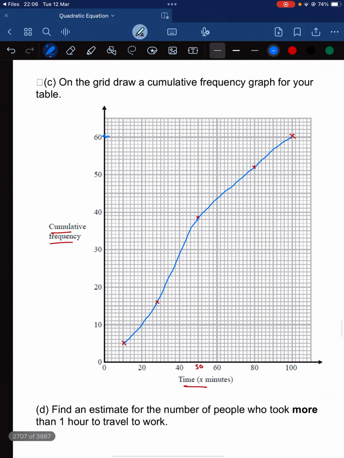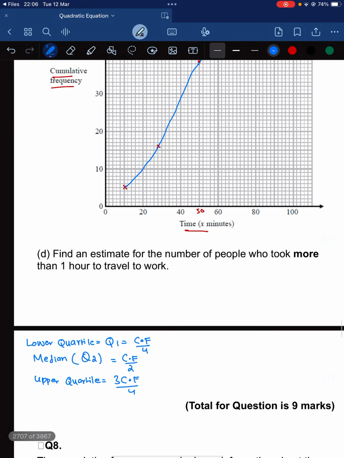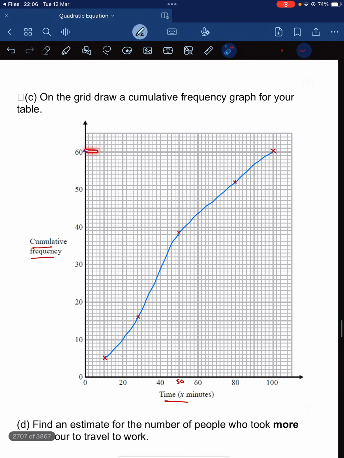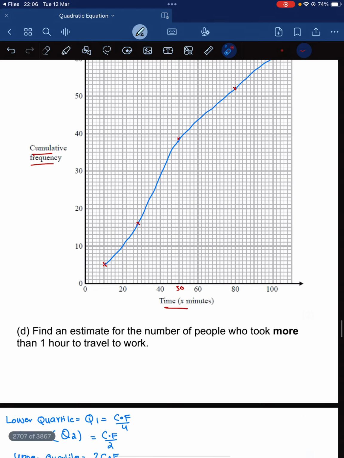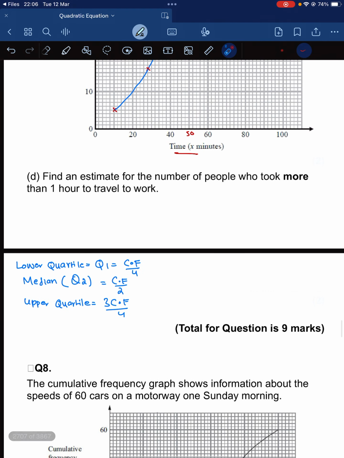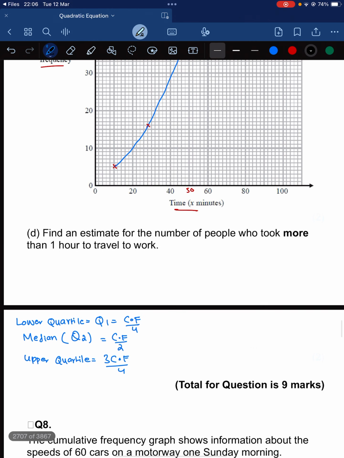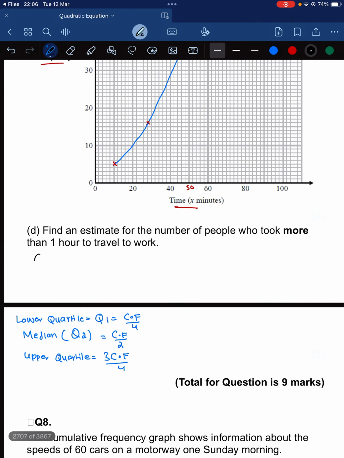And what will be the value of CF? CF is basically the cumulative frequency. That is the value that we will see from the graph. As you can see, your graph is going to a maximum of 60. So 60 is your cumulative frequency value. Okay, then let's say we need to find Q1 for this graph. So Q1 will be equal to cumulative frequency 60 over 4. 60 over 4 is 15.